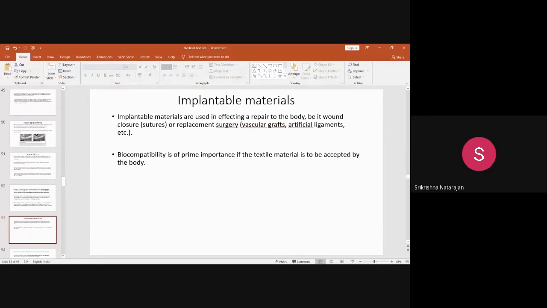So these are the implantable materials, which can be implanted inside the human body. For implanting, the most important thing is that it should be biocompatible, because you are going to implant it inside the body, so it should be compatible with the internal organ. Whether you are connecting a bone and a muscle by a tissue which is a textile, the textile material should be compatible with the tissue in the human body. So that is the thing.